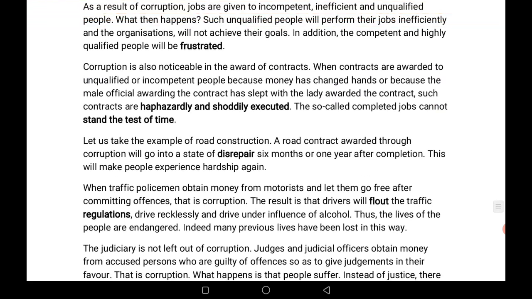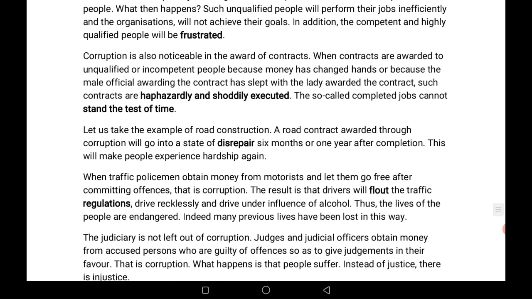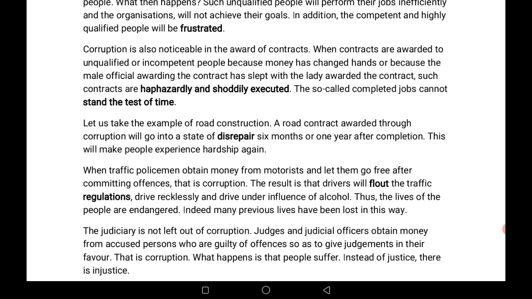Corruption is also noticeable in the award of contracts. When contracts are awarded to unqualified or incompetent people because money has changed hands, or because the male official awarding the contract has slept with the lady awarded the contract, such contracts are haphazardly and shoddily executed. The so-called completed jobs cannot stand the test of time.